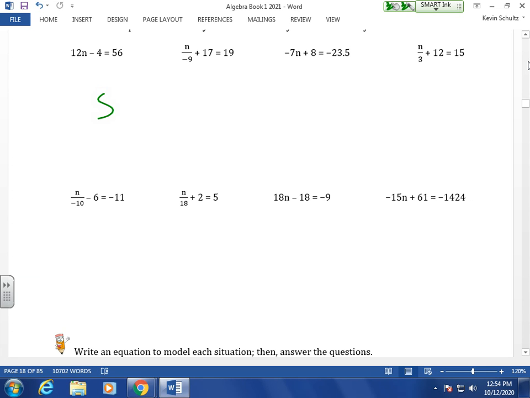I did it. So the first one, add 4, divide by 12, n ends up being 5. Second one is negative 18. Then we have 4.5. And the last one in that first row is 9.